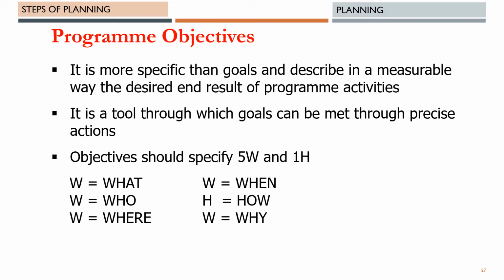Okay, in the steps of planning, we have the program objectives. As I said, it is more specific than the goals, and it describes in a measurable way the desired end results of the program. So, it is a tool through which goals can be met through precise action. The objectives would specify the WH and the 1H: the what, who, where, when, why, and how.